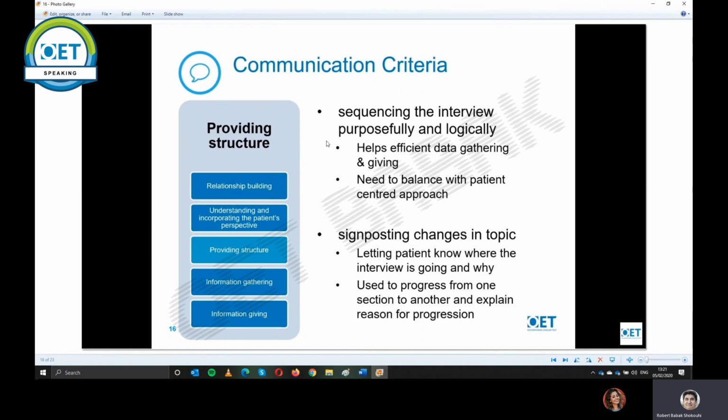Yeah. Give you an example. So it says sequencing the interview purposefully and logically. It helps efficient data gathering and giving. Need to balance with patient-centered approach. Right. Well, if you talk too much, the patient doesn't speak, so it's a doctor-centered approach. Okay. But we need a balance. We need to give the patient space as well.